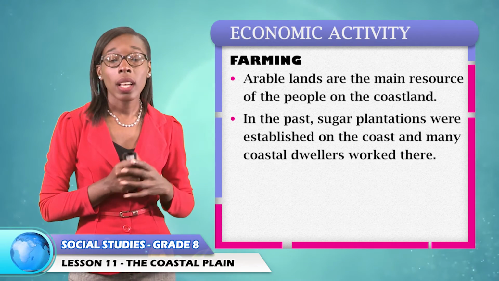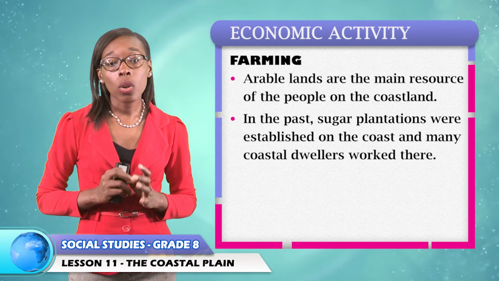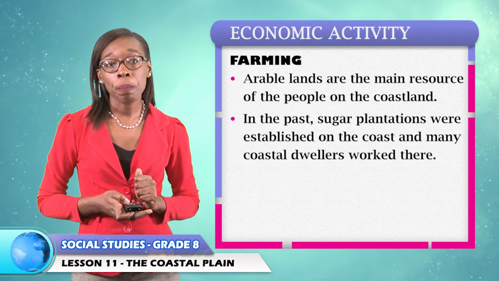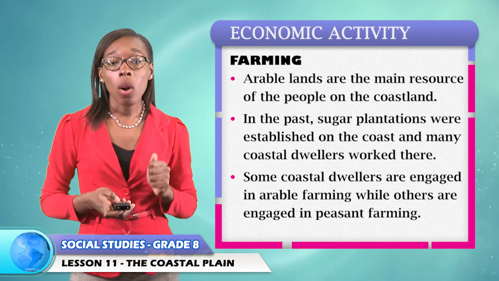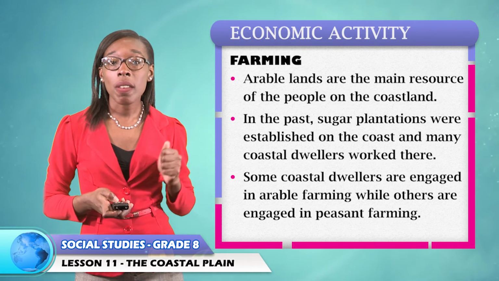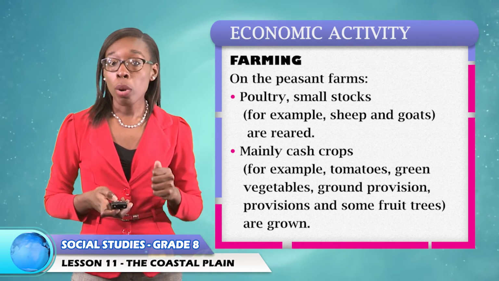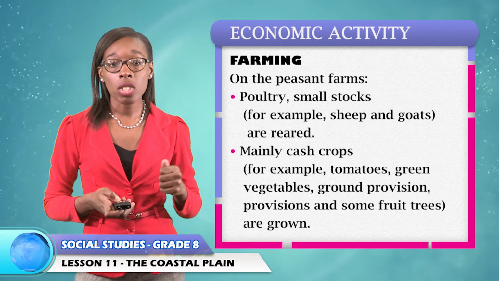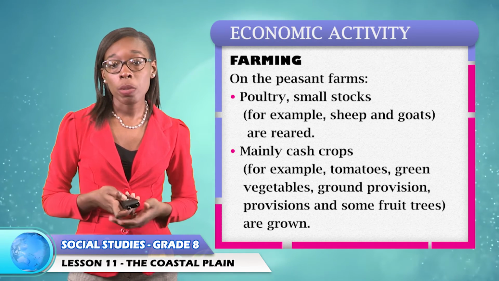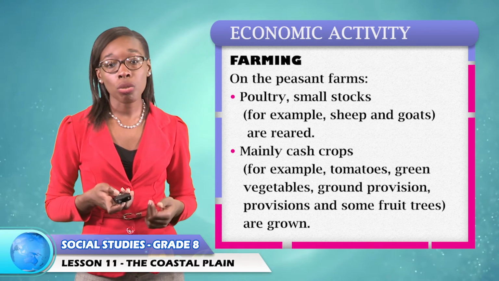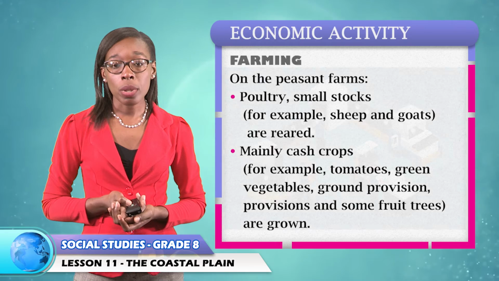In the past, sugar plantations were established on the coast, and many coastal dwellers worked there. Some coastal dwellers are engaged in arable farming, while others are engaged in peasant farming. On the peasant farms, poultry and small stock such as sheep and goats are reared, and mainly cash crops are grown, for example, tomatoes, green vegetables, ground provision, and other fruits and vegetables.